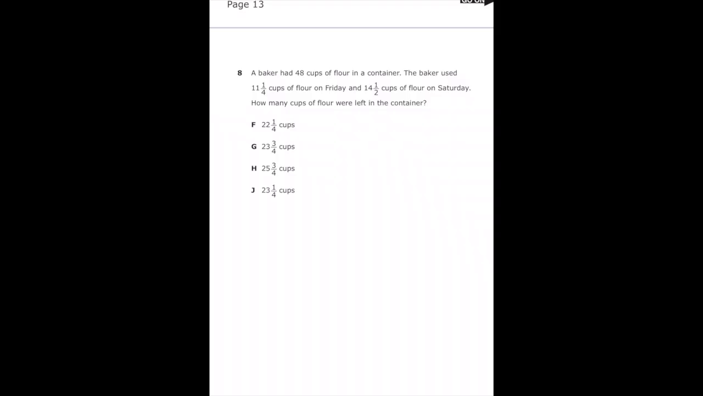So 11 1/4 is the same thing as 11.25, and then 14 1/2 is the same thing as 14.50. So whenever I add that, 5 plus 0 is 5, 2 plus 5 is 7, 1 plus 4 is 5, and 1 plus 1 is 2. So the baker used 25.75 cups of flour. So if they started with 48, I'm going to subtract 25.75 from that, and I'm going to add a 0 to 2 decimal places after the 48.